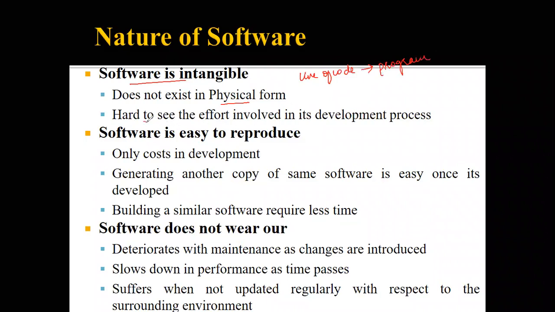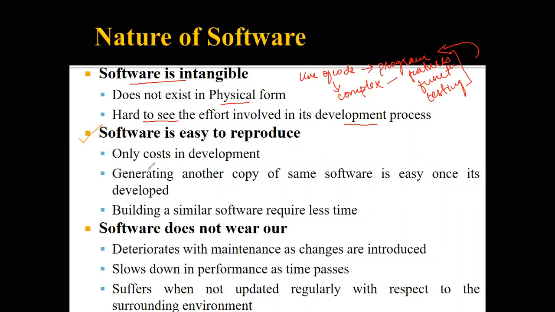The next point is it is hard to see the efforts involved in the development process. If you are developing a complex program, it is going to take a lot of time. First, to identify what are the different features that are going to be there, what are the different functions that you are embedding within the software. You're going to perform different types of testing, so it takes a lot of time. But the end product is again lines of code. By checking the lines of code, it is difficult to identify how much effort has been put into the development process.